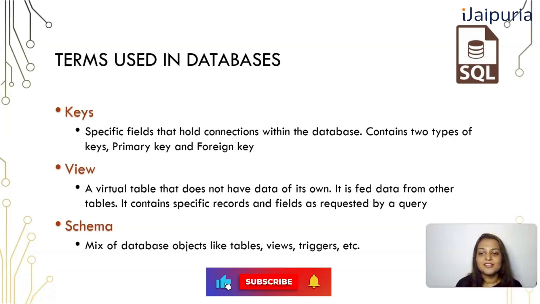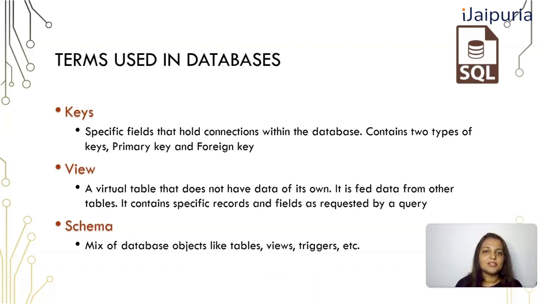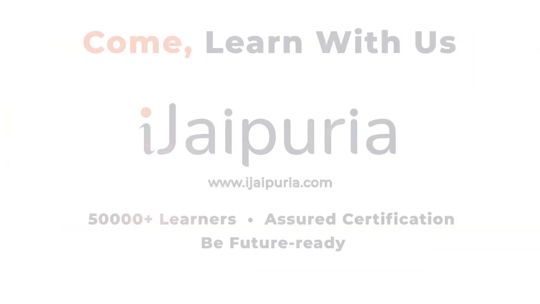Next, we have schemas. A schema is basically a mix of database objects like tables, views, and triggers. So you can have all these objects in one place, and those are schemas.